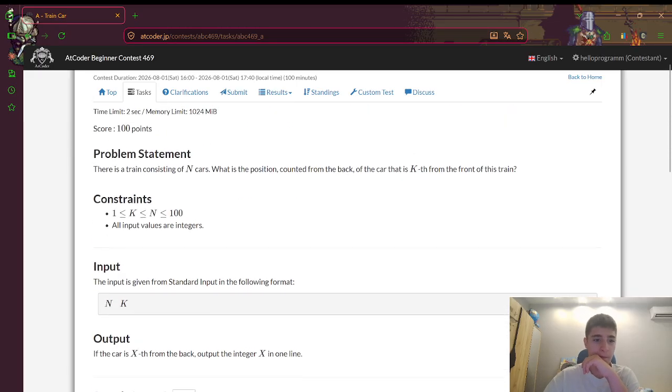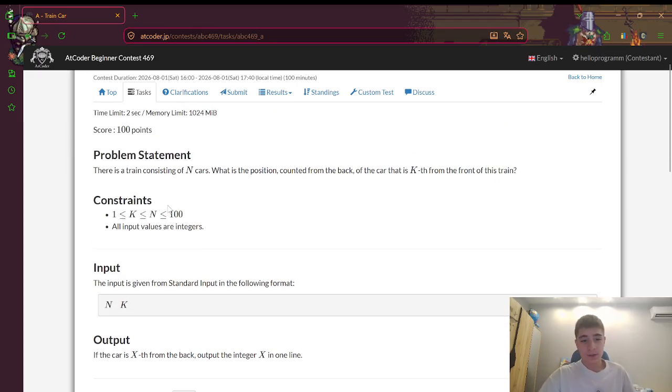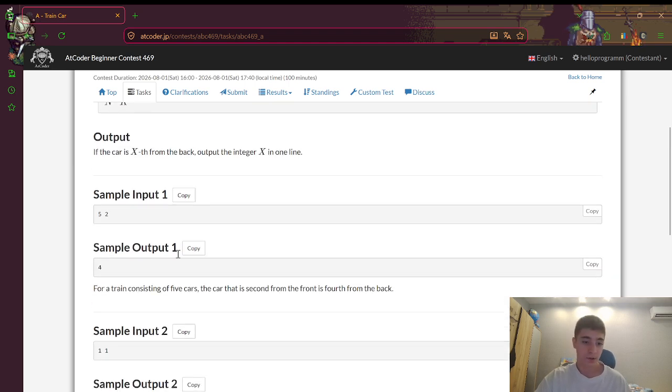There's a train consisting of n cars. What is the position counted from the back of the car that is k-th from the front of the train? Front is there. So, from the end.